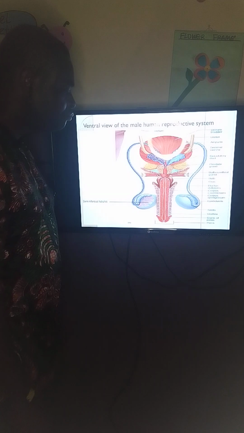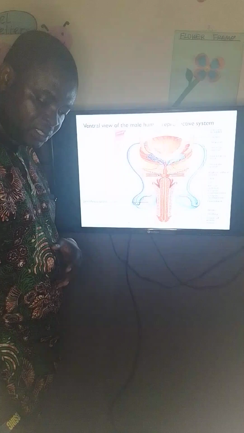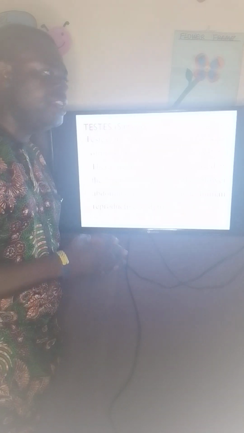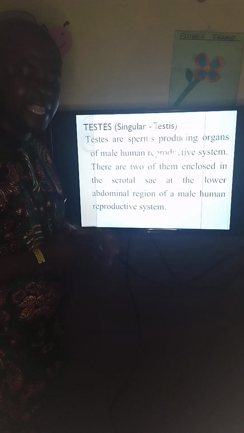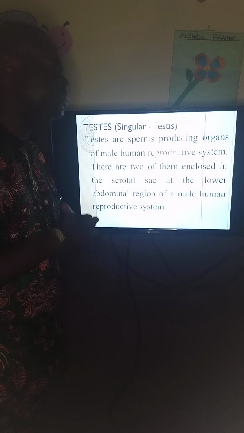Now, these testes we are talking about, let's go back. In human beings and mammals, I've seen a question before. Before that, let me tell you that the function of the testis is to produce and release sperm.